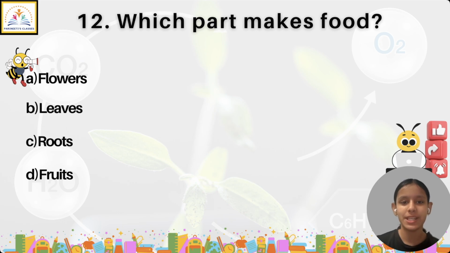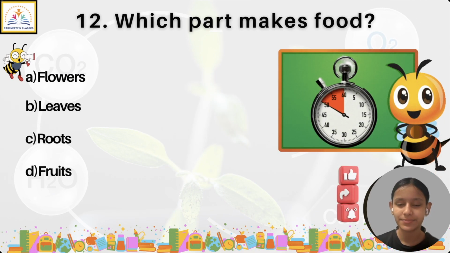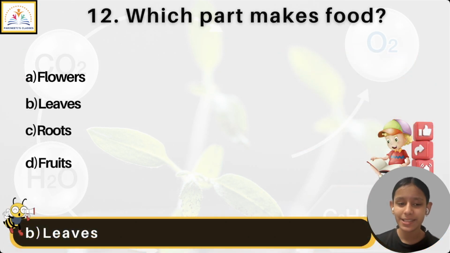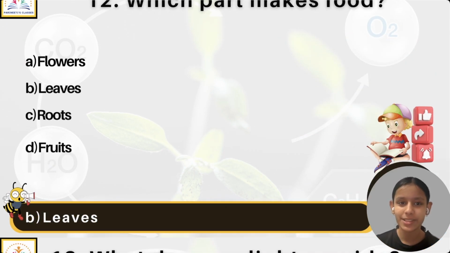The 12th question is, which part makes the food? Option A, flowers. Option B, leaves. Option C, roots. And option D, fruits. The correct answer is option B, leaves.